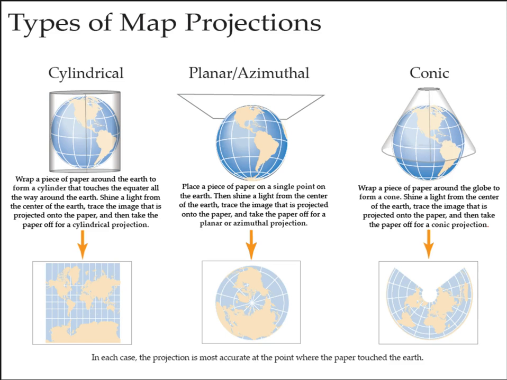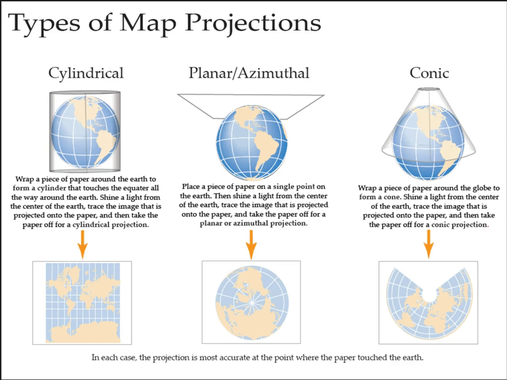One thing that's important: wherever this piece of paper touches the Earth, in this case the equator, there is no distortion. The map is perfectly accurate at that point. But as you move north and south, distortion increases. In this case, the closer you get to the poles, the greater the distortion.